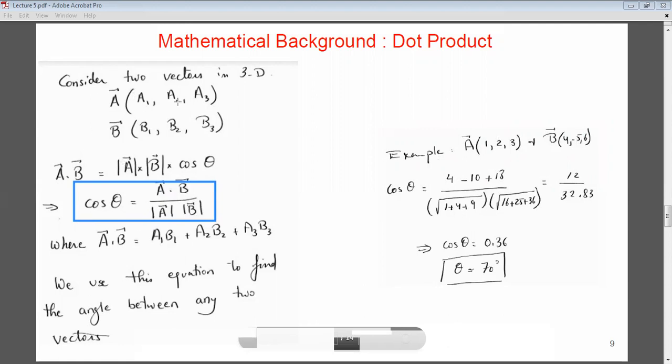The dot product of 2 vectors is as simple as this. If vector A is A1, A2, A3, vector B is B1, B2, B3, the dot product is an algebraic number. It's a number, it's not a vector. And it's simply A1 B1 plus A2 B2 plus A3 B3. Okay? So here is an example.